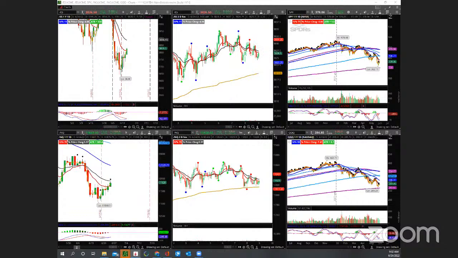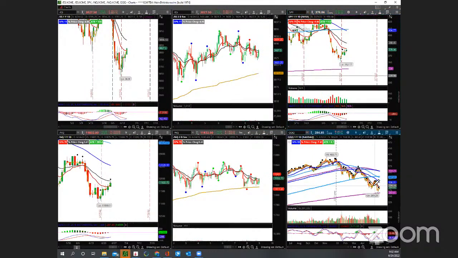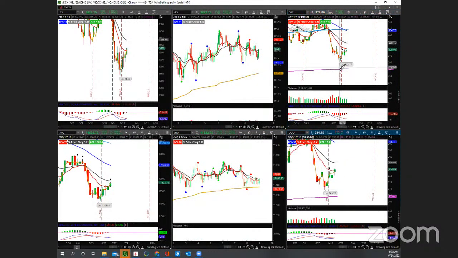So let's just take a quick look at what's happening with the futures. We've got the S&P here looking like so, that looks like the SPY would be a gap up today, and same with the Qs down here. This is the daily chart of the SPY. A couple things we want to be aware of.